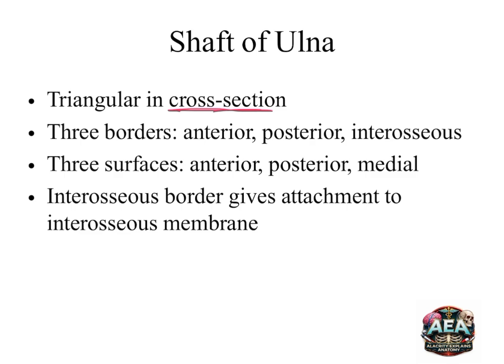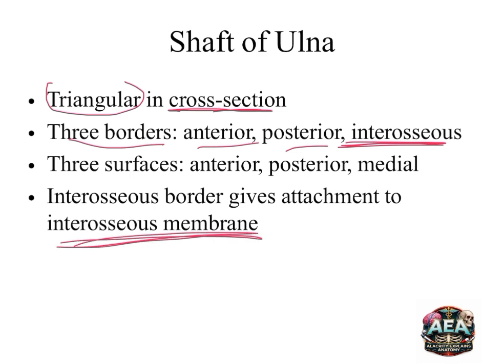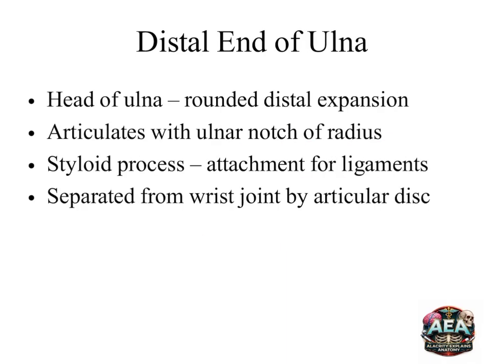Now let's look at the shaft of the ulna. The cross section of the shaft of the ulna is triangular in shape. It has three borders: anterior, posterior, and an interosseous border. Remember we said that the interosseous border gives attachment to the interosseous membrane. It has three surfaces: anterior surface, posterior surface, and a medial surface.